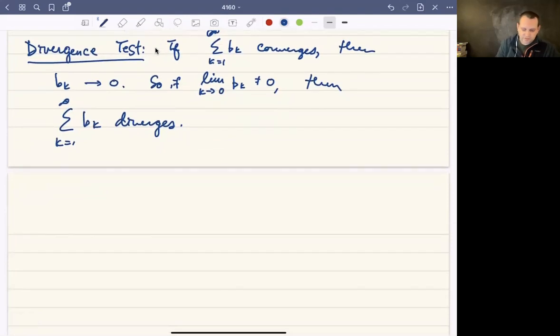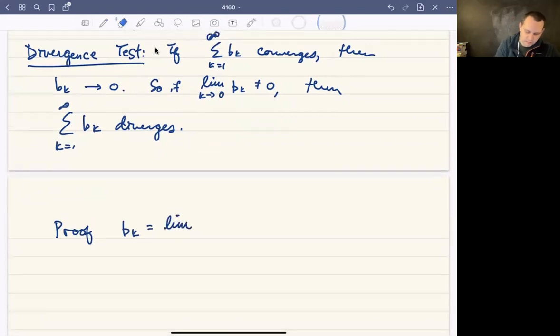The proof is really straightforward. Okay, so the proof here is that if you think about b sub k, you can think of this as the kth value. So you can think of this as the sum of b sub j as j goes from 1 to k, minus the sum as j goes from 1 to k minus 1. And then let k go to infinity.